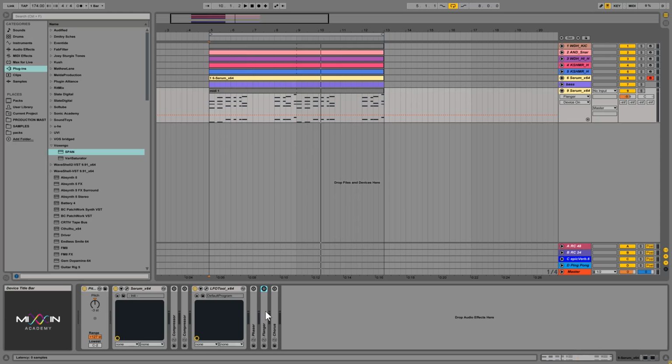Now I'm going to show you how you can improve the sound of your song by using these effects along with the delays in the practical portion of this level.